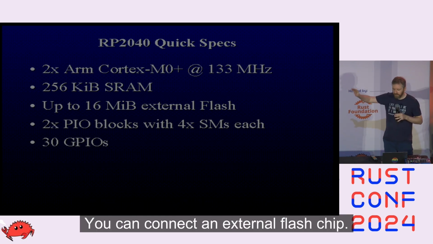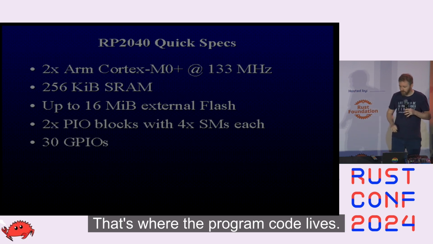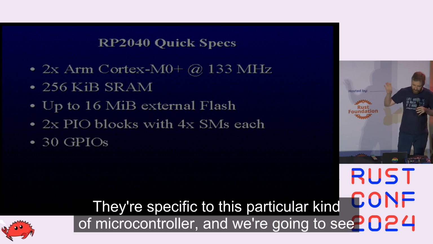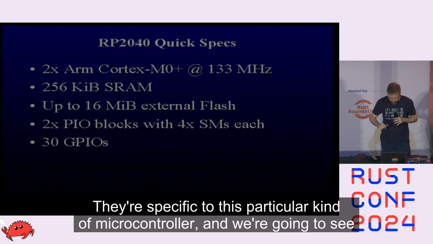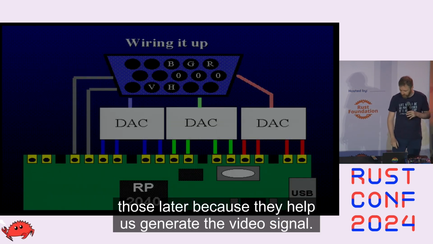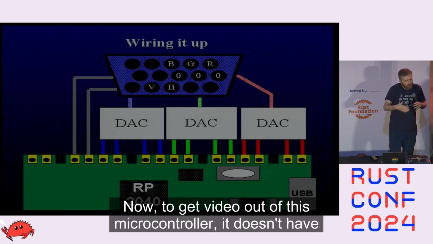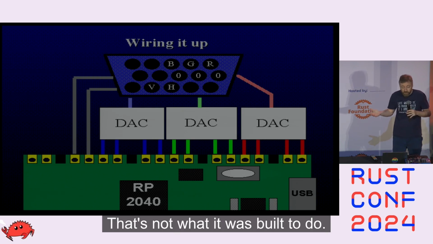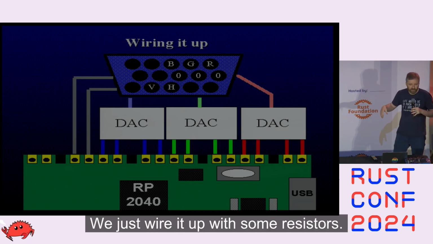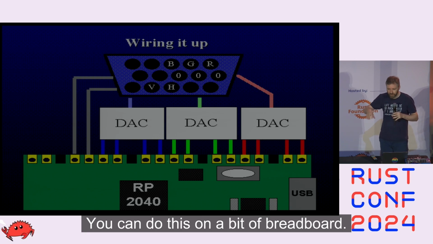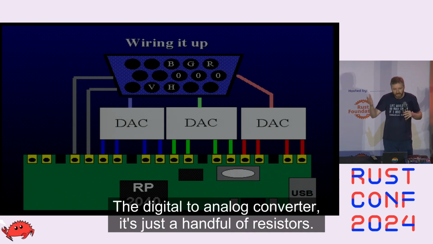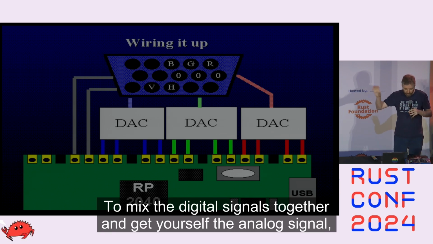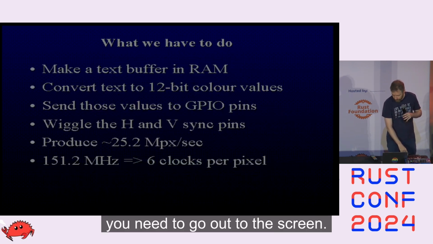You can connect an external flash chip, that's where the program code lives, and then we've got these fancy little things called a PIO block. They're specific to this particular kind of microcontroller, and we're going to see those later because they help us generate the video signal. Now, to get video out of this microcontroller, it doesn't have a video generator circuit in it. That's not what it was built to do. We just wire it up with some resistors. You can do this on a bit of breadboard. The digital to analog converter is just a handful of resistors to mix the digital signals together and get yourself the analog signal you need to go out to the screen.